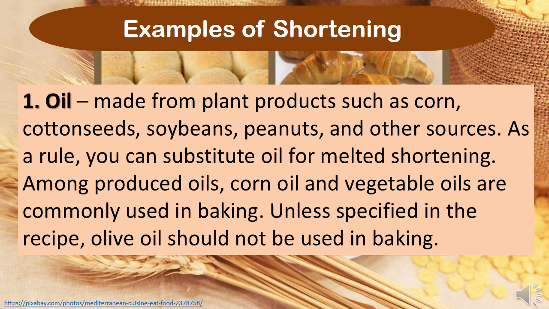Here are some examples of shortening. First is the oil. Oil is made from plant products such as corn, cottonseeds, soybeans, peanuts, and other sources. As a rule, you can substitute oil for melted shortening. Among vegetable oils, corn oil and vegetable oils are commonly used in baking. Unless specified in the recipe, olive oil should not be used in baking.